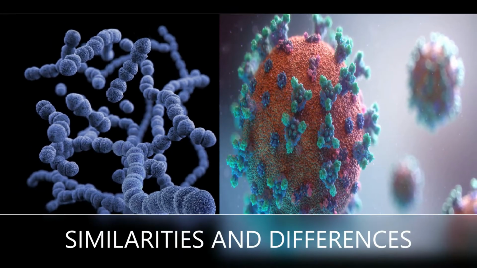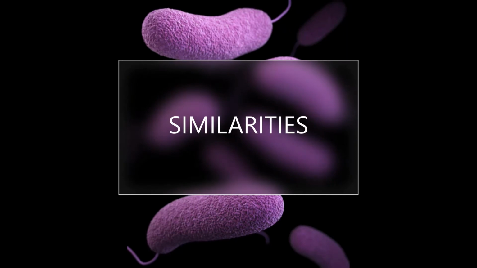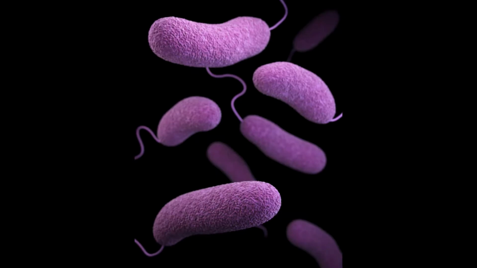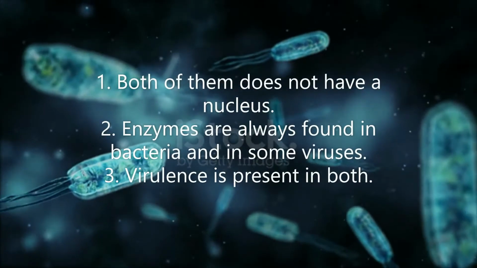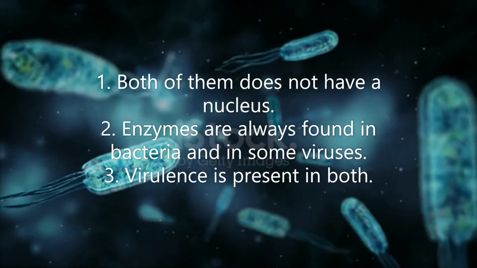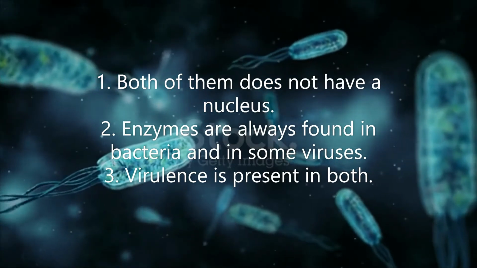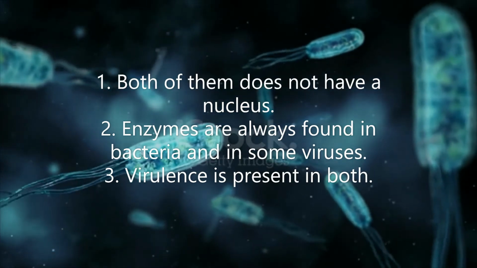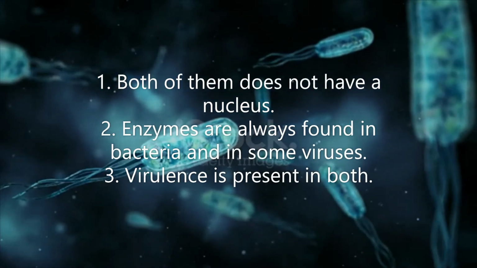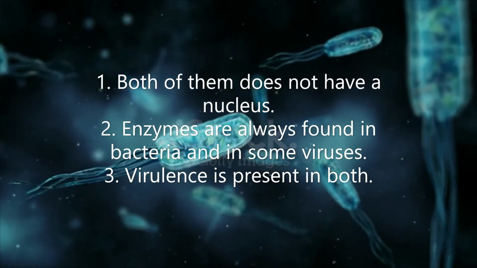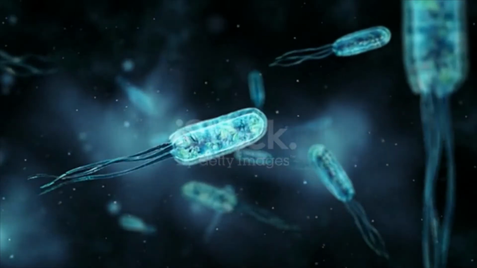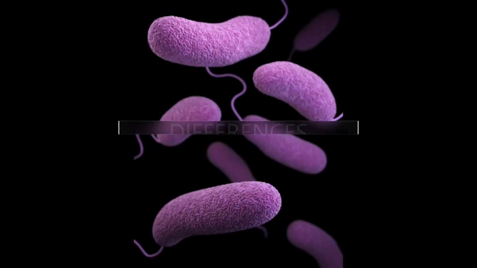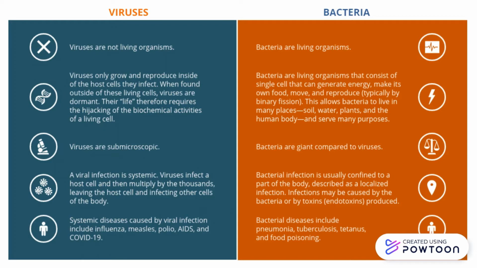Similarities and differences between viruses and bacteria. There are some similarities between viruses and bacteria, which are: 1. Both of them do not have a nucleus. 2. Enzymes are always found in bacteria and in some viruses. 3. Virulence is present in both, which means that each of these two are able to infect organisms and cause sickness or death. Differences. The differences between viruses and bacteria are shown in the table given.